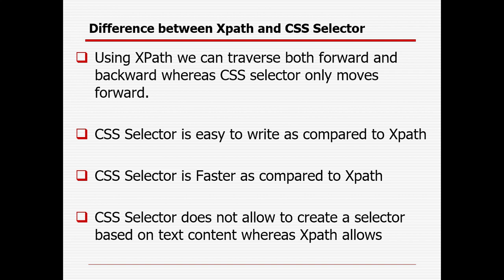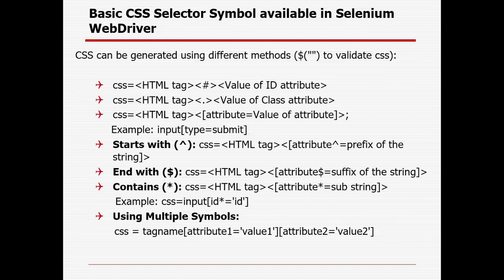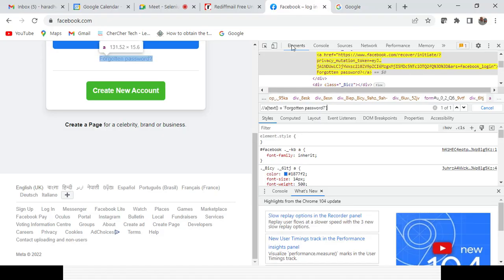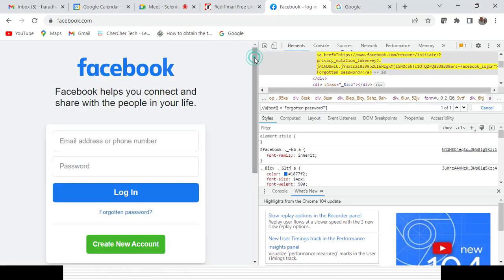So how will we be doing it, right? So CSS, you can see, if you want to create it, HTML tag, then if there's an ID, right? How easily you can do it? Hash and then the ID. So suppose say for the email field, I want to create a CSS. So here it is already name equal to email, ID equal to there, right?